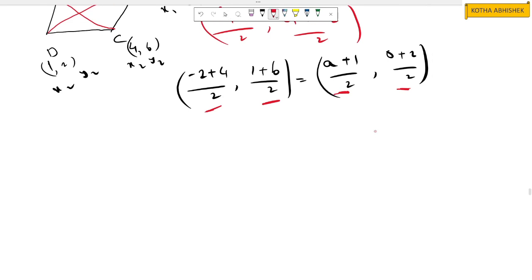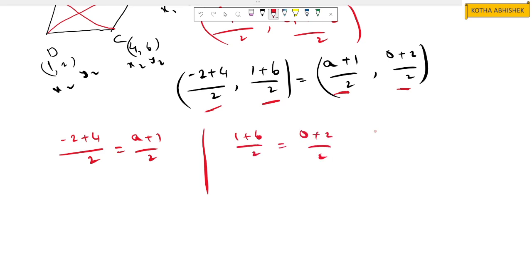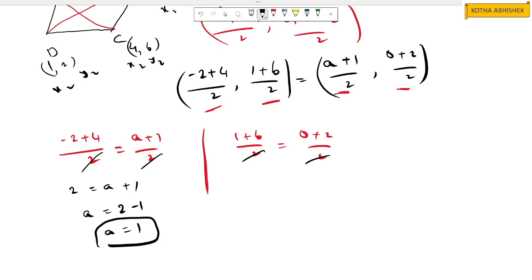That is (-2 plus 4) by 2 equals (a plus 1) by 2, and (1 plus b) by 2 equals (0 plus 2) by 2. If you observe the denominators, both sides have 2, you can cancel. Then only we can work on the numerator. Minus 2 plus 4 is 2, which equals a plus 1, taking 1 to the other side. So a equals 2 minus 1, which is 1. The same way here also, 1 plus b equals 0 plus 2, which is 2. So b value is 2 minus 1, so b value is 1. A value is 1 as well as b value is 1.